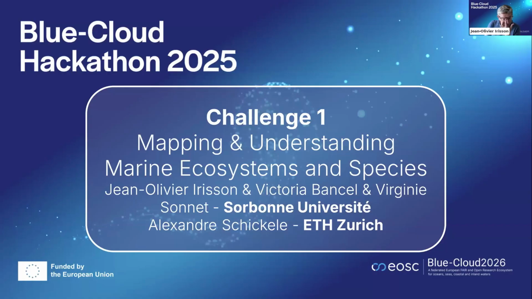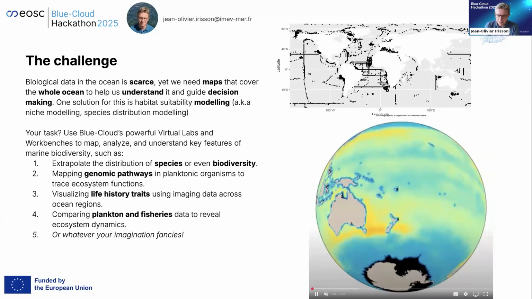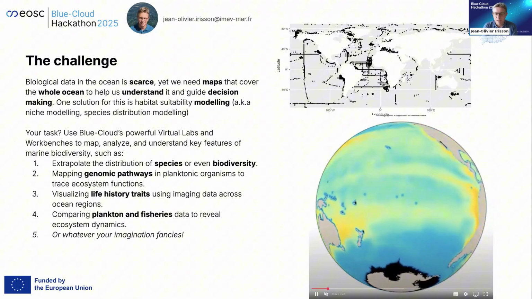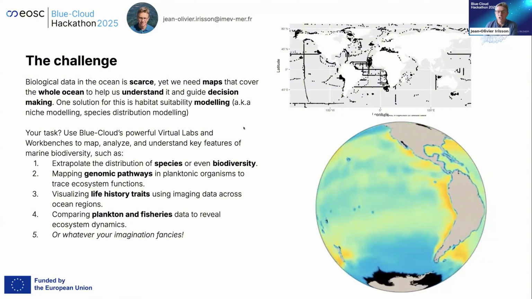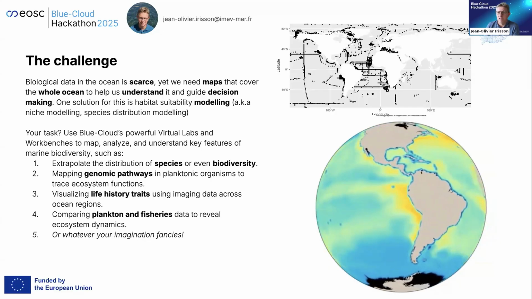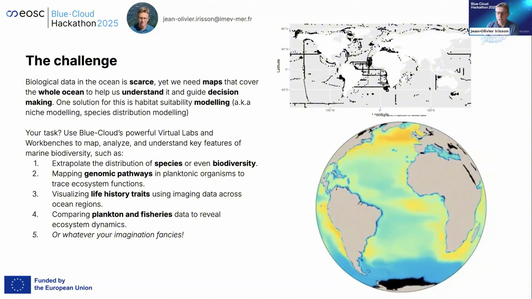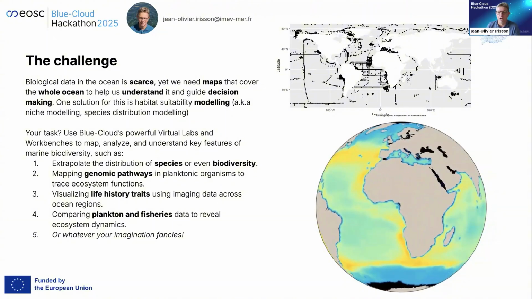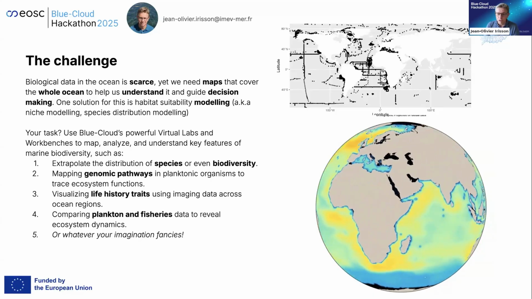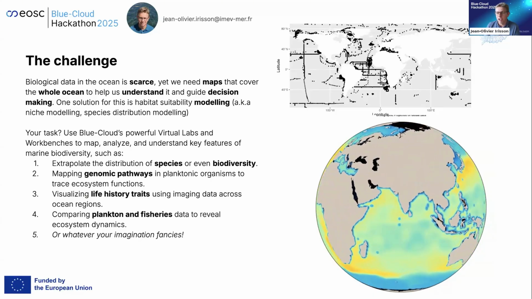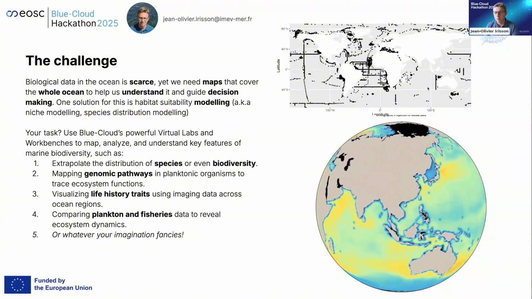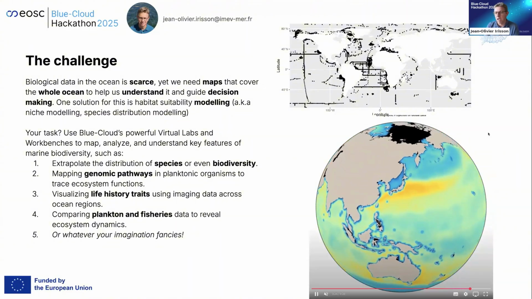Okay, here we go. So welcome everyone. Challenge 1 is about mapping and understanding ecosystems and species within these ecosystems. The overall motivation of this is that if we look at observations of biology in the ocean, they're pretty scarce. This is a map of observations of plankton. There's quite a few points, but still there are entire areas of the world's oceans that are empty. To understand it better and inform decision-making in a good way, we usually need complete coverage, like the nice rotating map that you have underneath.